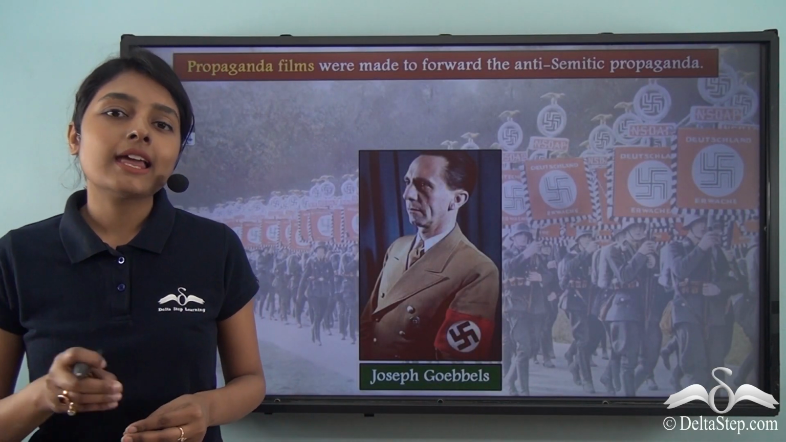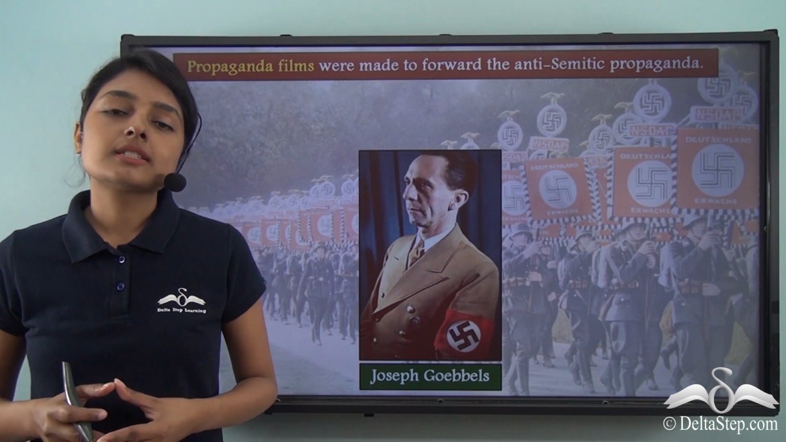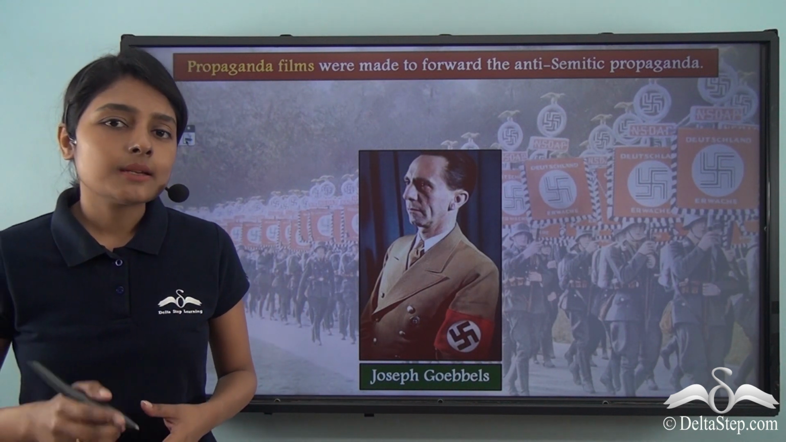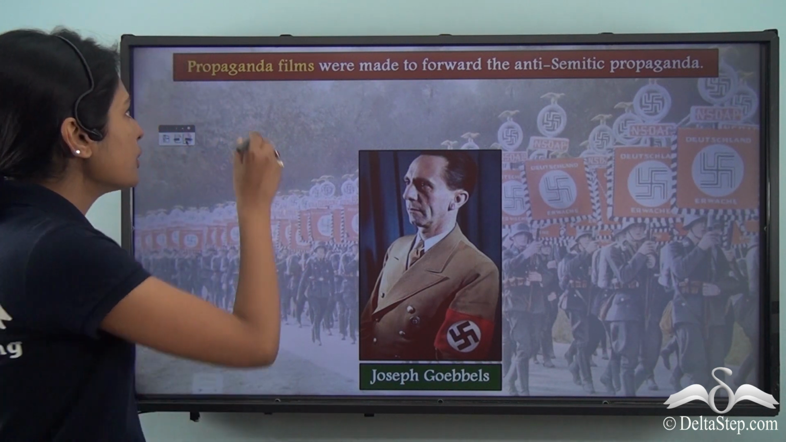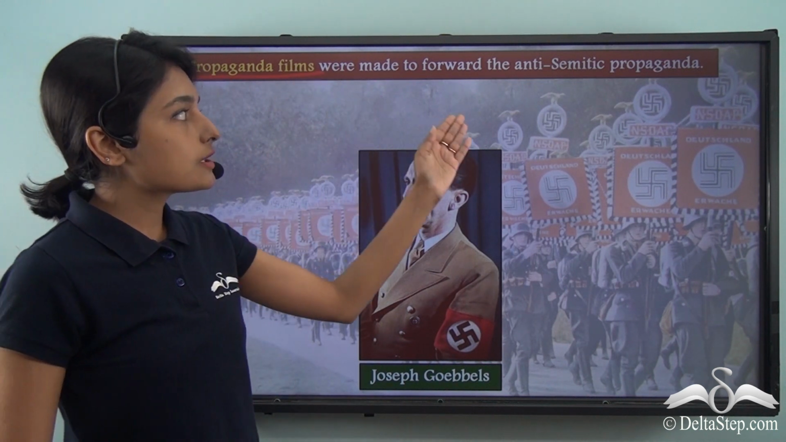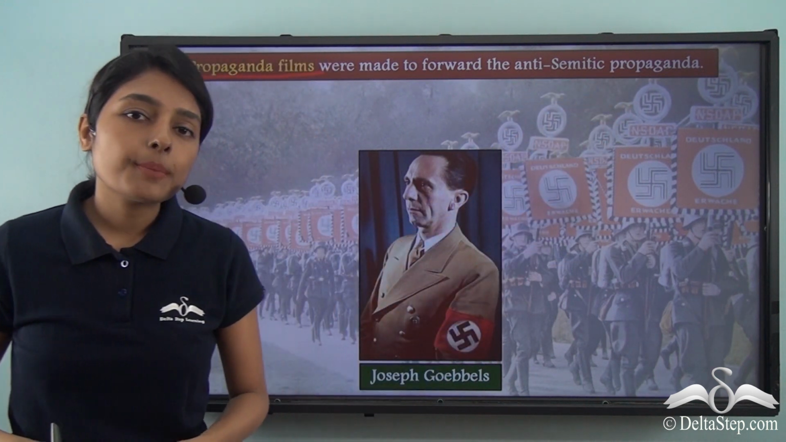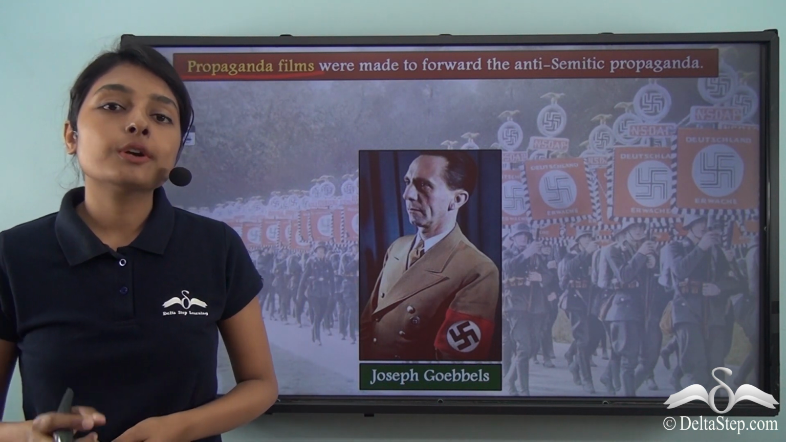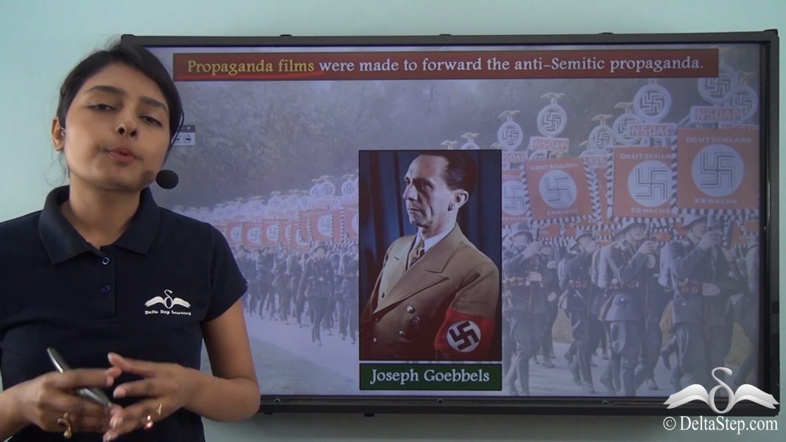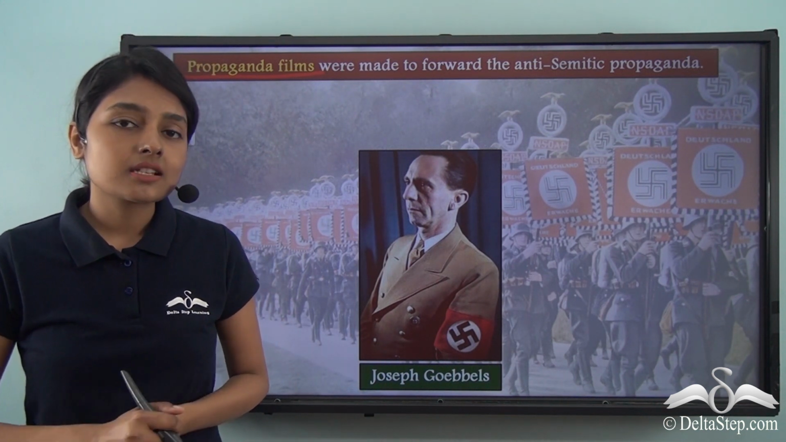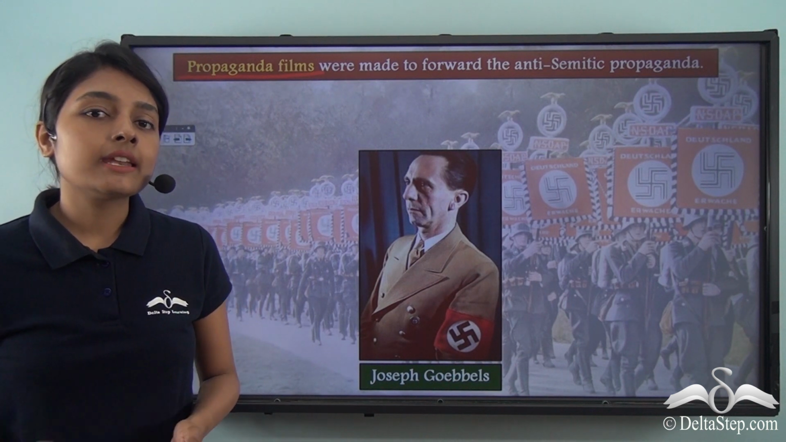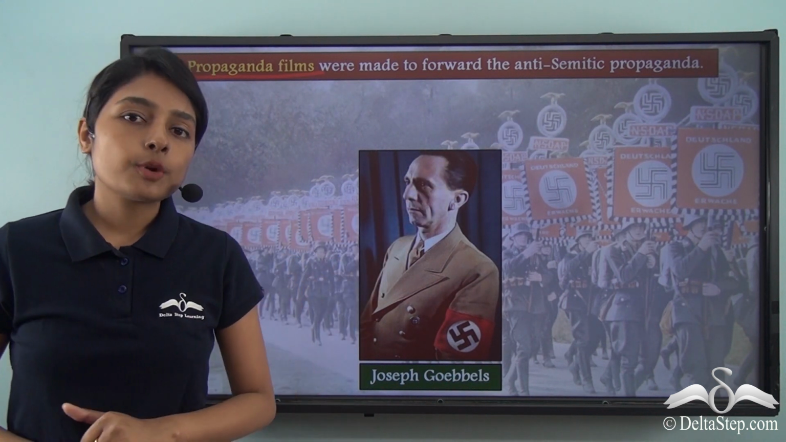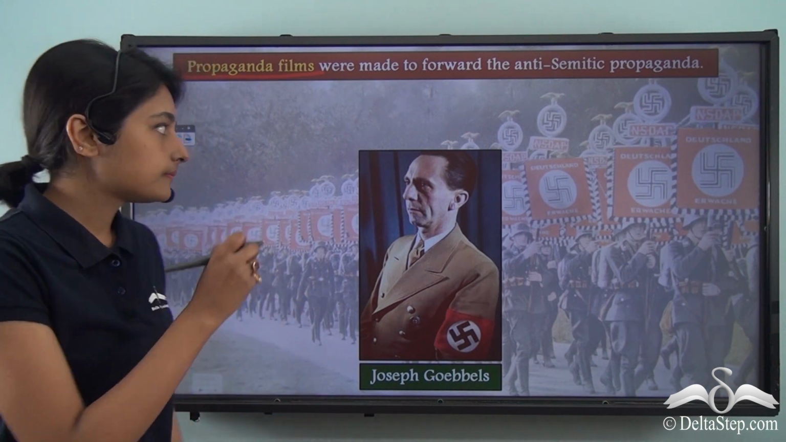Now we have learnt about the careful exploitation of language and media by the Nazis. At the same time, as a part of this, propaganda films were made to forward anti-Semitic propaganda among the German masses. And in this regard, Joseph Goebbels, who was an active member of the Nazi party and the propaganda minister under Hitler, played a very important role in spreading this anti-Semitic propaganda amongst the masses.